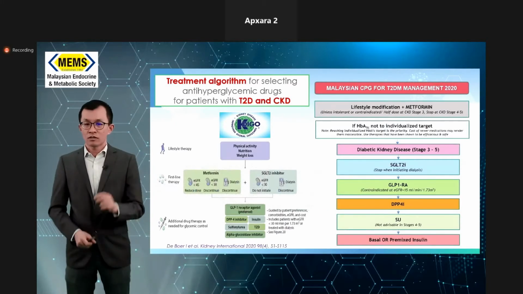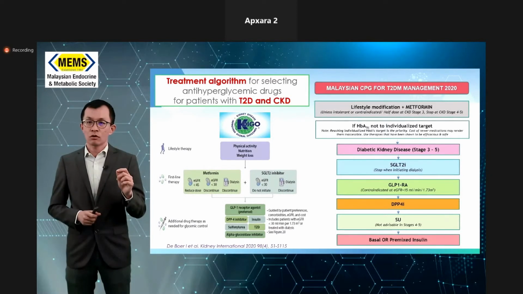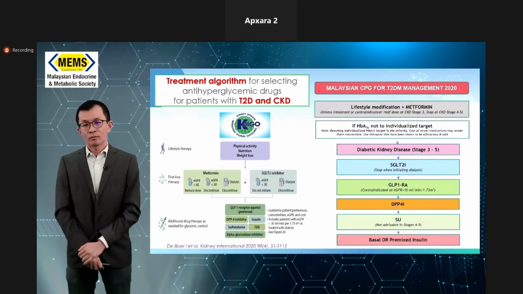Of course, this recommendation is based on the 2 published renal outcome trials, that is CREDENCE as well as DAPA-CKD.